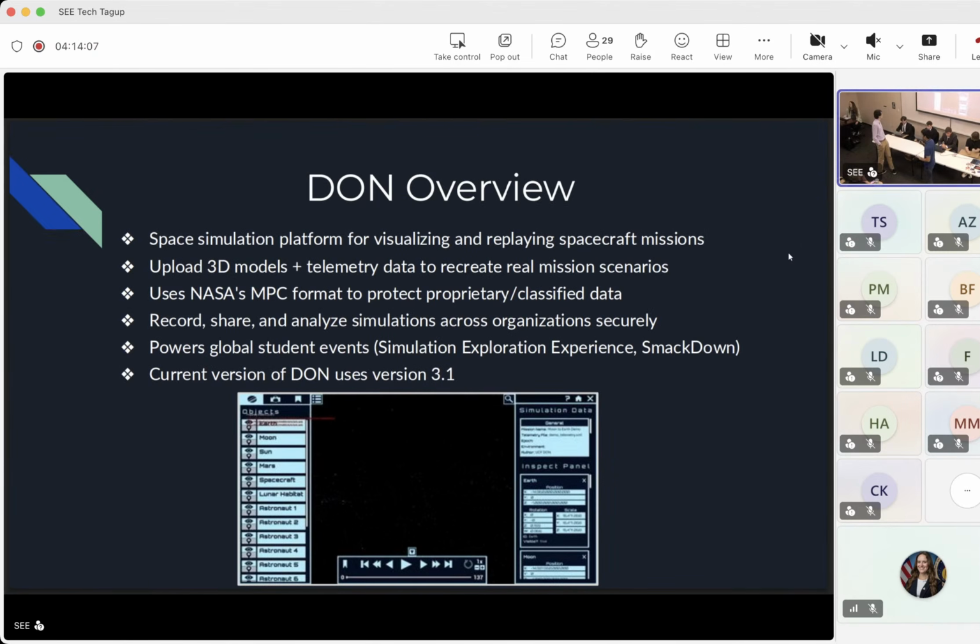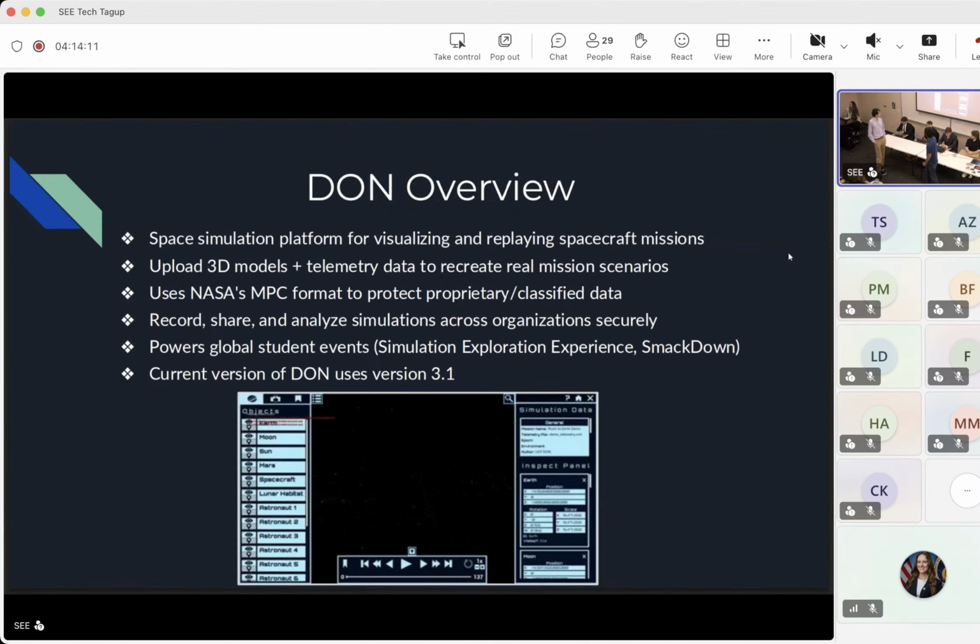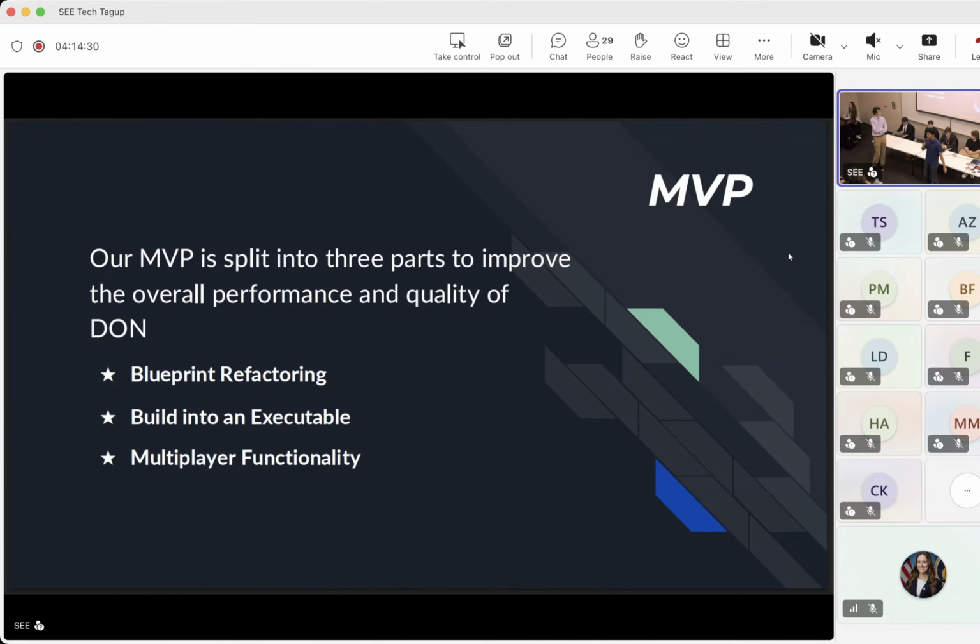For some context around Dawn, the next slide please. Dawn is a space simulation software for visualizing and replaying spacecraft missions. And to use this, you would upload 3D models along with telemetry data, which describes how these 3D models move over time, and then a recording would then be generated, which can be viewed inside Dawn.